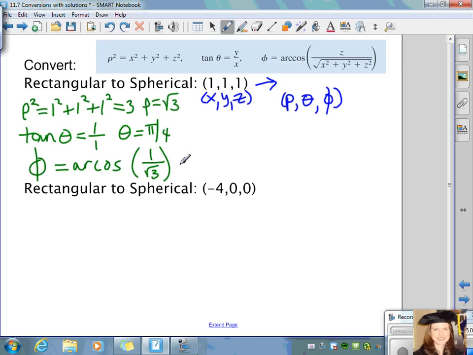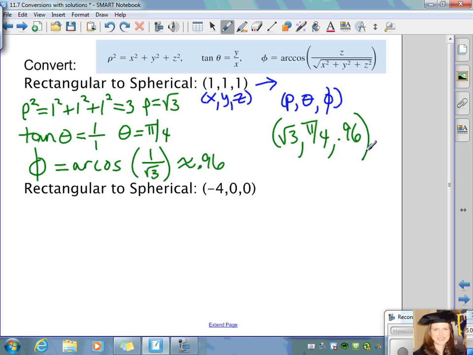So to find our angle phi, we can use a calculator to find an approximate angle for arc cosine of 1 over the square root of 3, and that's approximately 0.96 radians. Since we're using pi over 4 as our angle theta, then we need to also use radians for our angle phi. So this point, using the spherical coordinate system, we're using the square root of 3 as our rho. Our angle theta is pi over 4, and our angle phi is approximately 0.96.